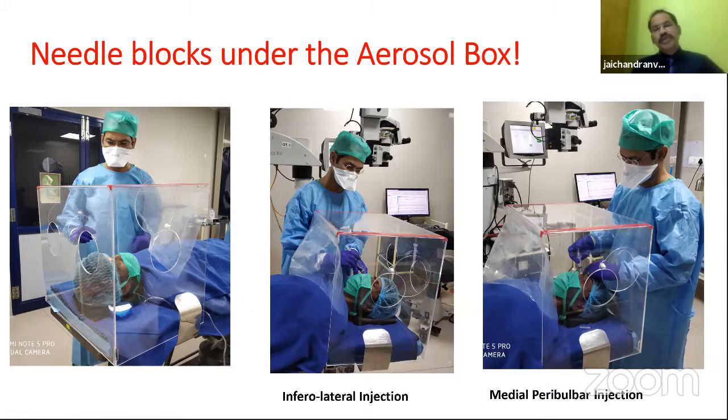Then for performing the inferolateral injection, we can stand at the side, and one hand can be passed through the front side of the box while the other hand can be passed through the side hole of the box. Now, while performing the medial peribulbar injection, you can come to the head end and you can very well perform it by passing the two hands through the two holes which are at the head end. Next slide.